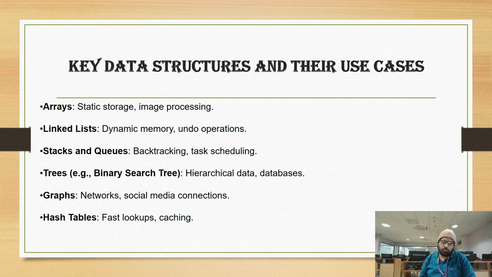Then we go with linked lists, with dynamic memory and undo operations. We learn the very basics of stacks and queues, which are used in backtracking and task scheduling. Then we move on to trees. Hierarchical databases are useful in trees, where we learn binary search trees, insertion and deletion. Then graphs for networks and social media connections, and hash tables for fast lookups and caching.